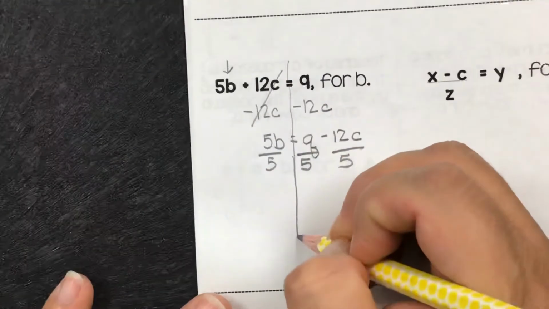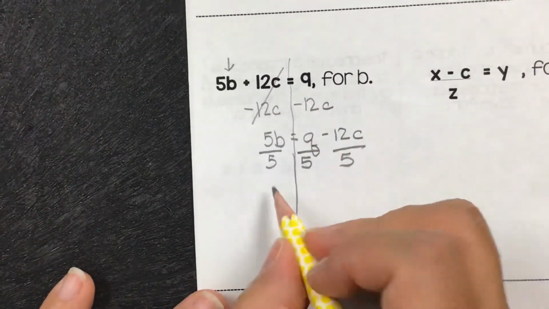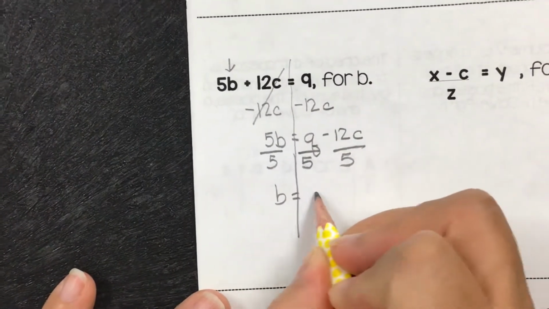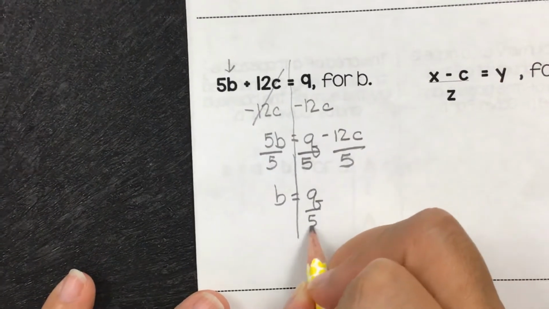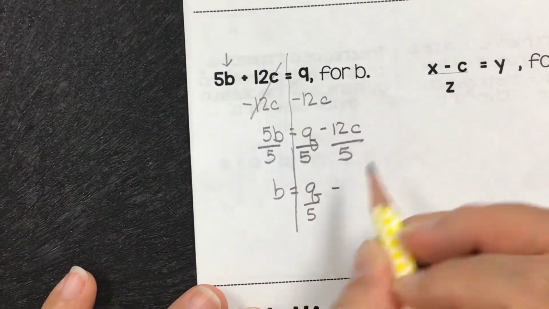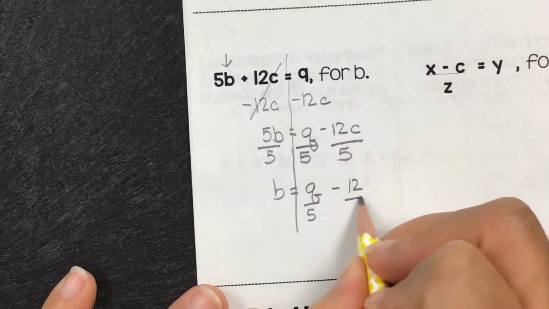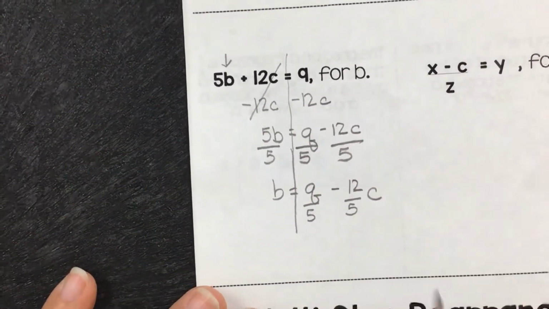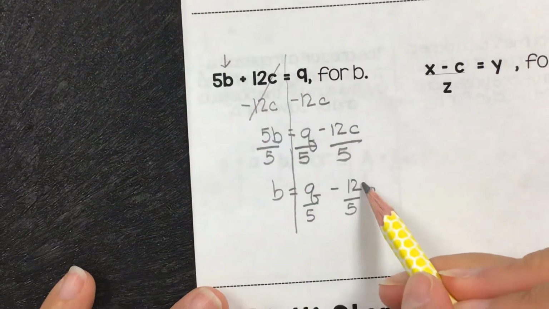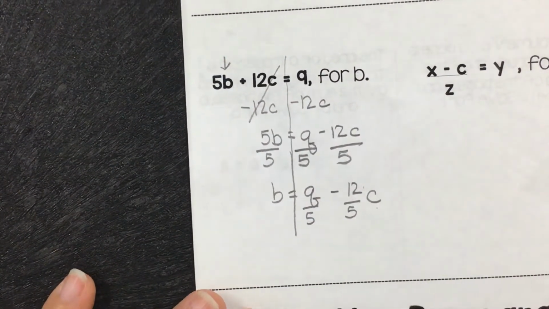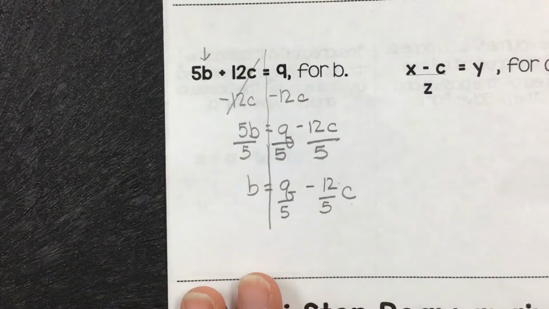And since we need this to solve equations, that's why we're going to do it this way. B is equal to Q divided by 5. And then minus, and this doesn't simplify anymore, so we leave it as 12/5 C. You can put it as a numerator or on the side, and it's still the same value.